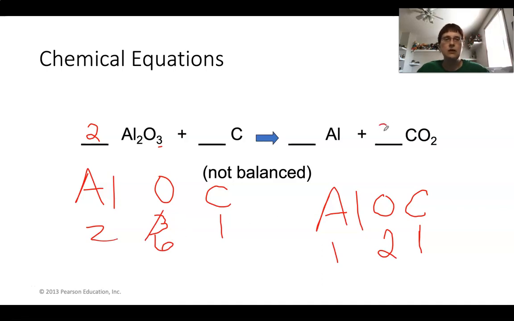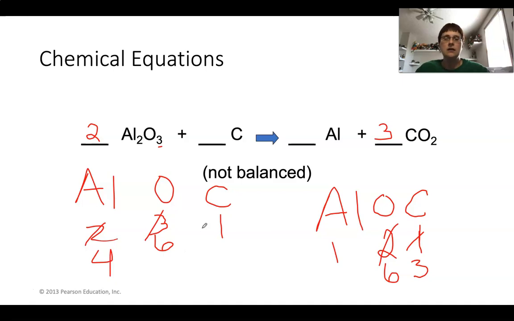If we put a 3 here, that now gets us 3 times 2. That gets us our 6 oxygen. But that changed things, right? Because now instead of 1 carbon, we now have 3 carbon. And over here, instead of 2 aluminum, we have 4.